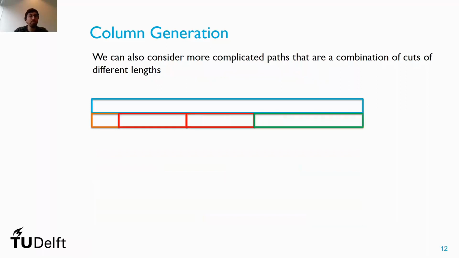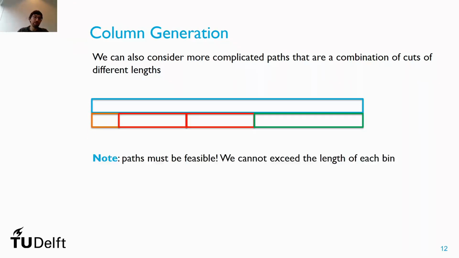not wasted. So what if we start mixing items in the same pattern? So what if now a pattern is not only a replica of the same item, but what if we combine different items in the pattern? Of course, we still have a constraint, which is paths must be feasible. Like we saw before, we cannot add items to form a path that exceeds the length of the path, which is the length of the bin or the paper roll we are considering.